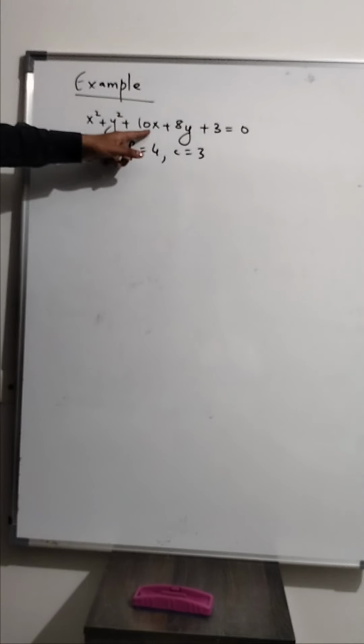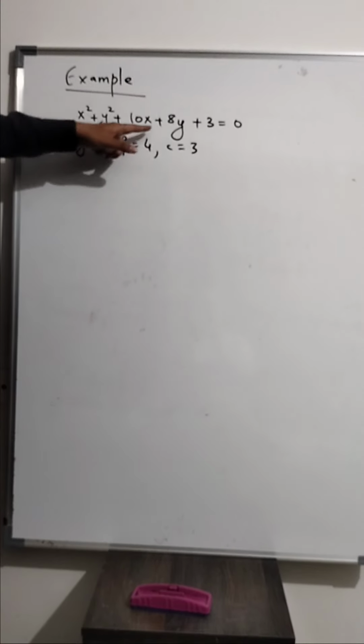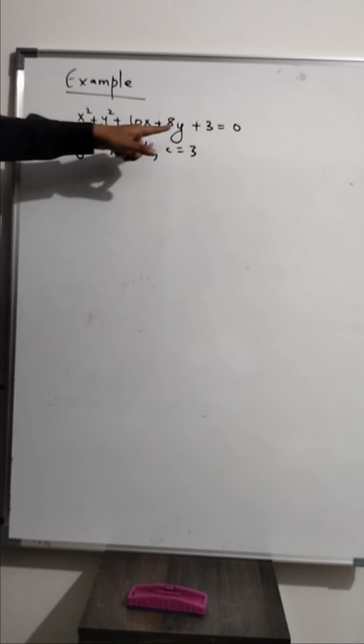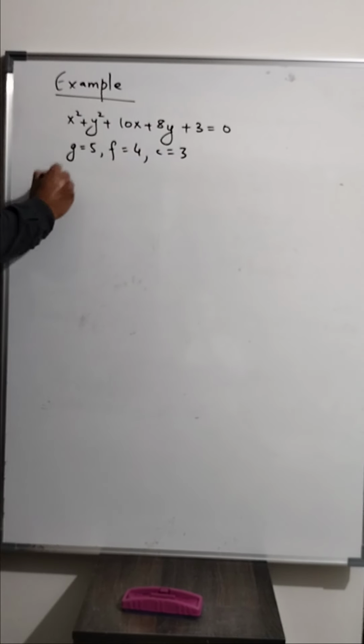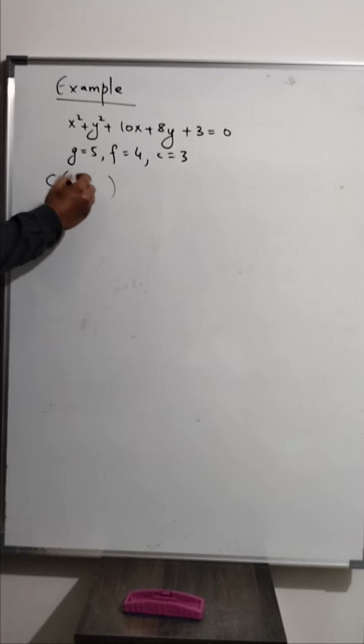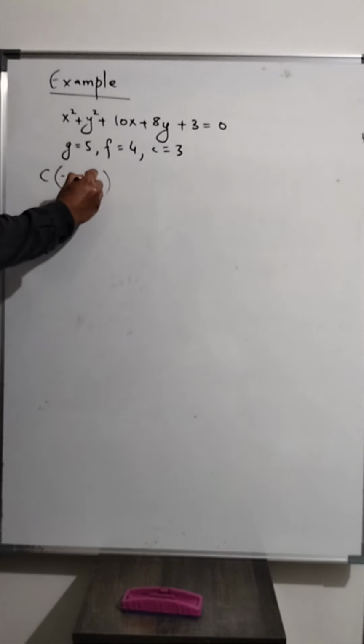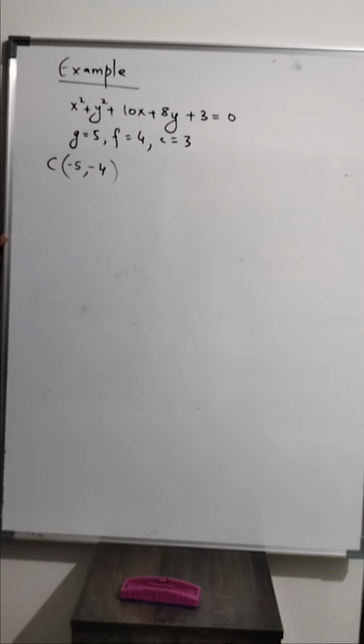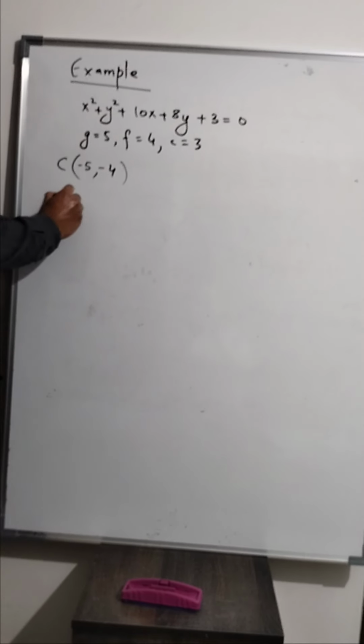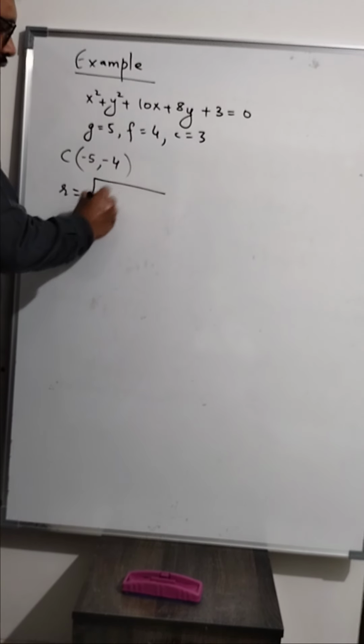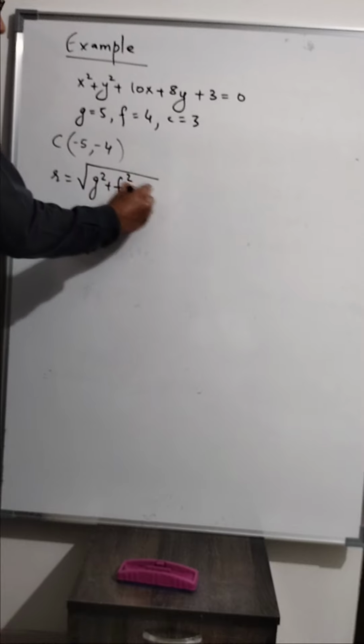Coefficient of x is 2g, therefore g will be 5. Coefficient of y is 2f, so f is equal to 4 and constant term is 3. So now we know the coordinates of center is minus g comma minus f. So coordinates of center will be minus 5 comma minus 4. And then we can apply the formula for radius as root of g square plus f square minus c.